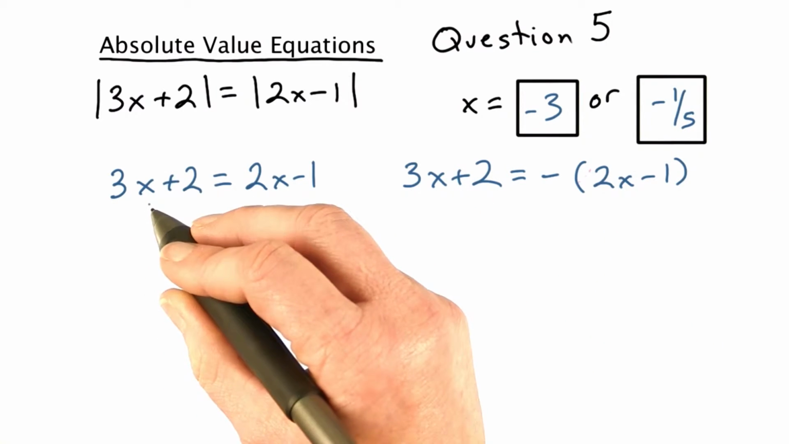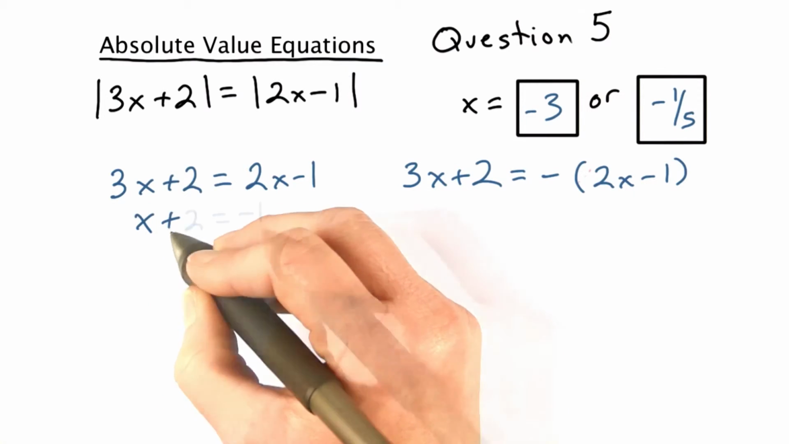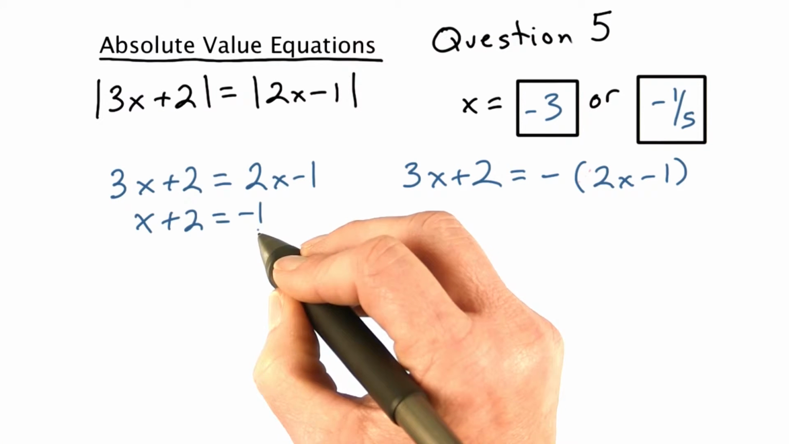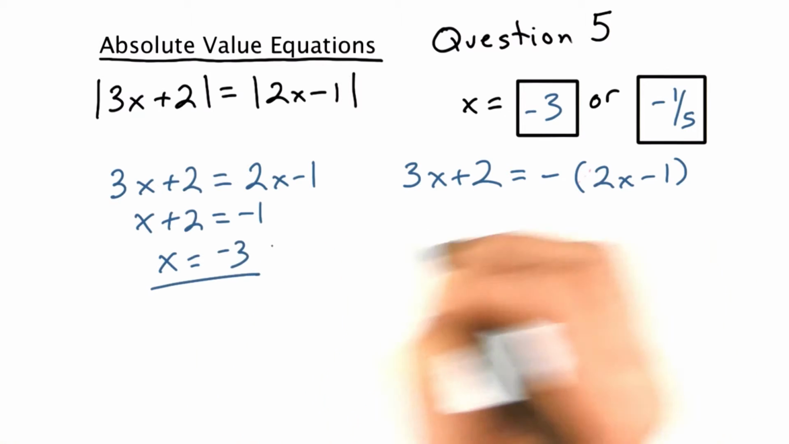First, I subtract 2x from both sides. When I subtract 2x from both sides, I get x + 2 = -1. And when I subtract 2 from both sides, I get x = -3. So there's one of my answers.